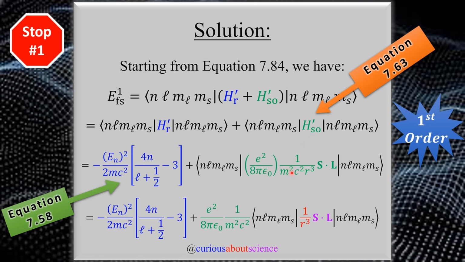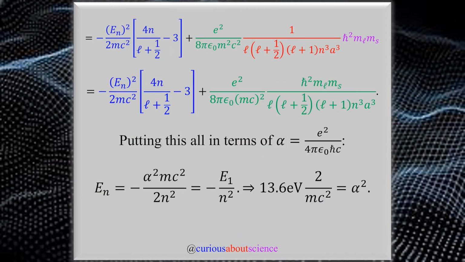We have a lot of constants here, so let's bring them outside. And we realize that we have two things here that need to be manipulated with: the 1 over r cubed and the s times L. So let's see how we do that.